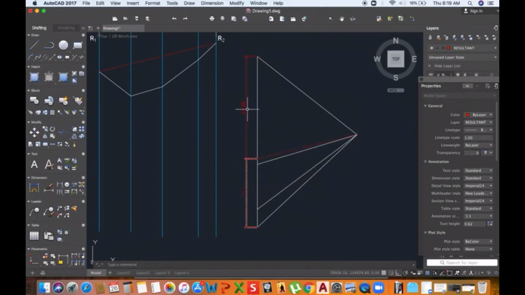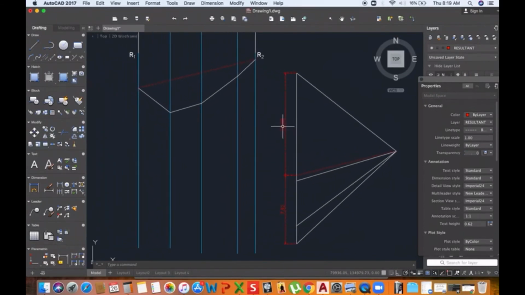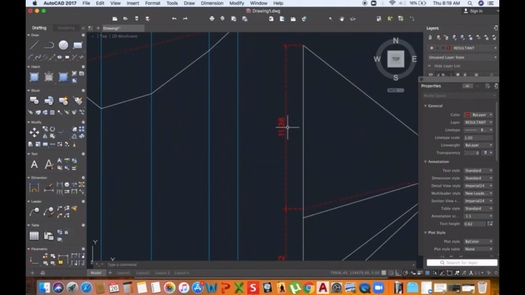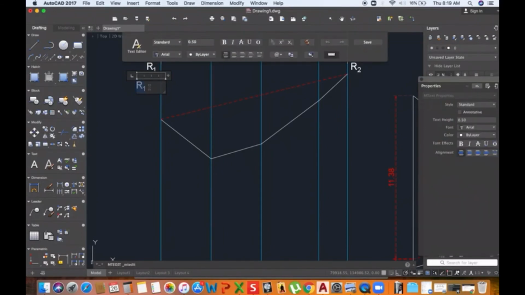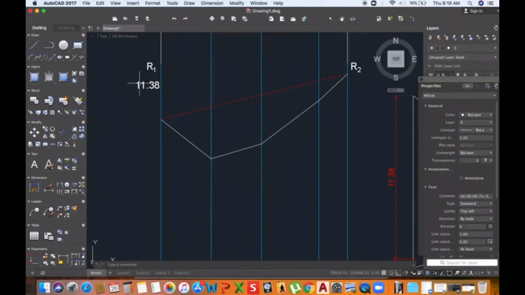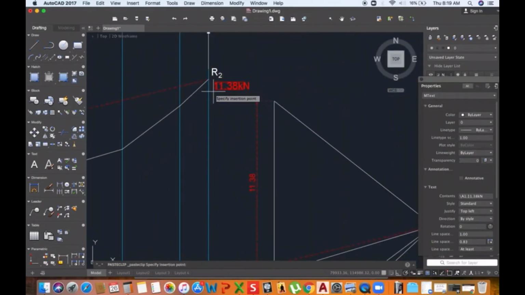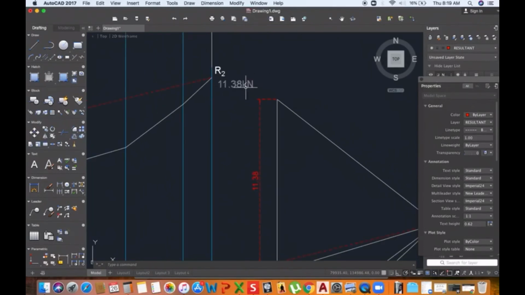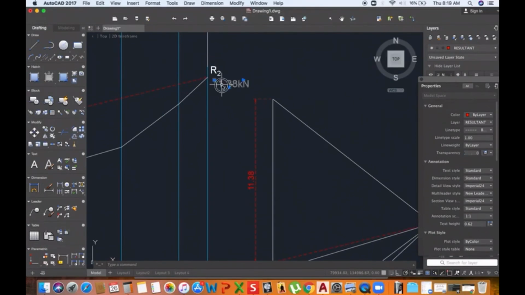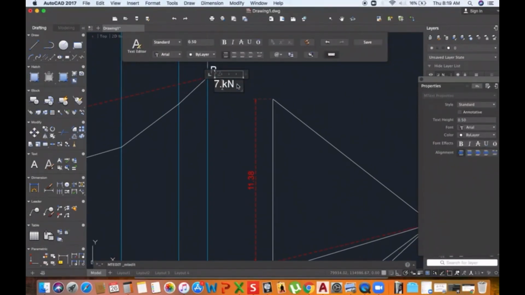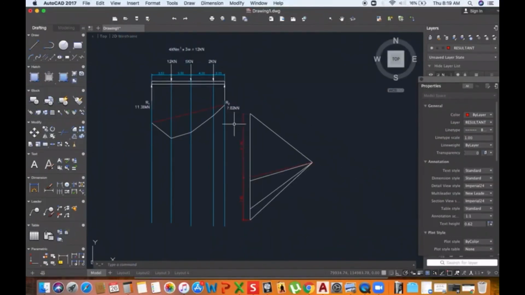So these are the measurements that we should now convert back to newtons. So this is 11.38 meters. It simply means that R1 is 11.38 newtons. Now, please bear in mind that that is rounded off, and it's kilonewtons, by the way. If you want the precise measurement, you have to change the precision here, the precision of your dimensions. So this is 7.62 over here. And there you have it.